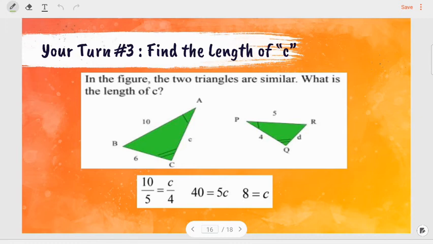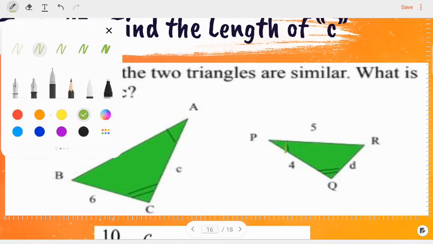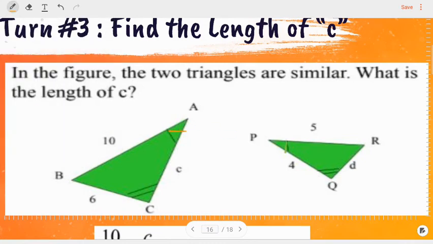So let's go ahead and solve one more problem. So how would I set this up? Well, I'm looking at my triangles. Now, pay attention to where these arcs are. A doesn't match with R, it matches with P.